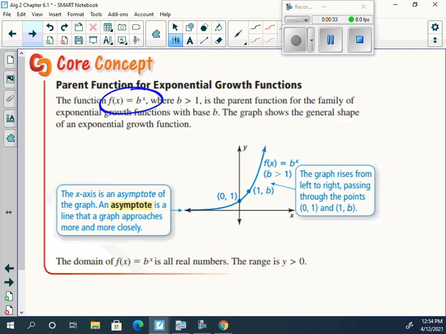We have this y equals b to the x, and it's considered exponential growth if b is greater than 1. If the value b is greater than 1, it is considered to be an exponential growth function. And it's going to increase exponentially.